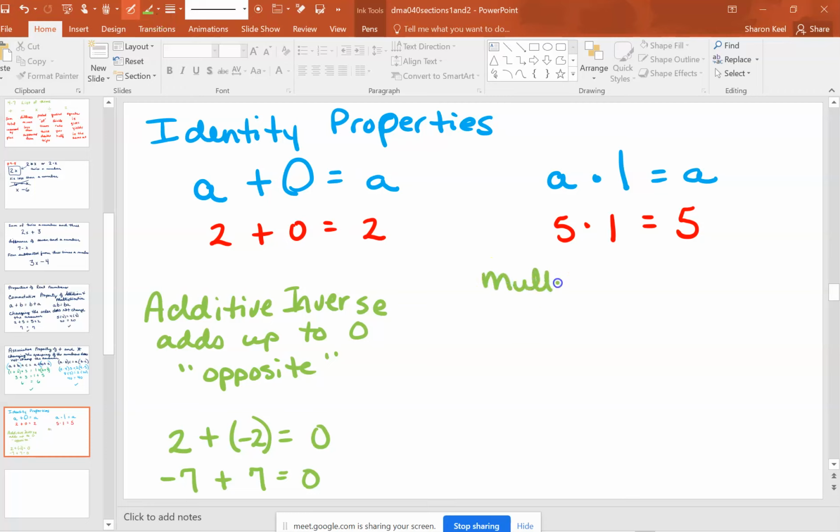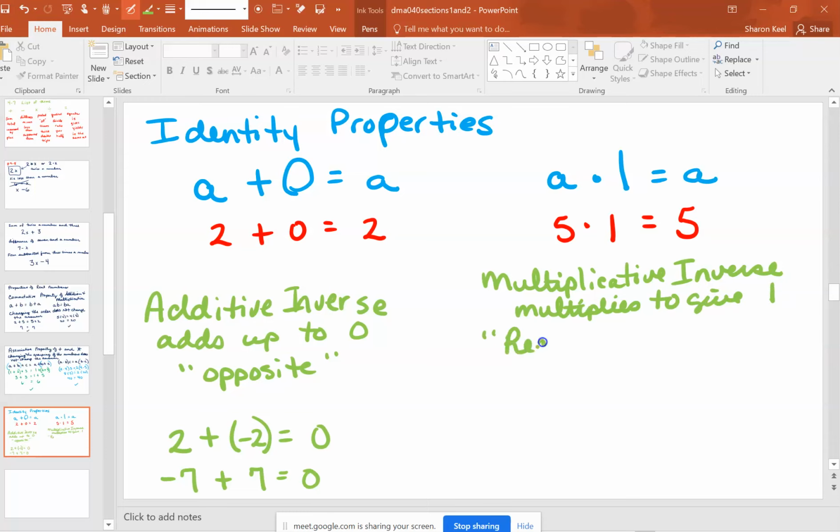For a multiplicative inverse, the multiplicative inverse is when you multiply to get a 1. Multiplicative inverse multiplies to give 1. The term that we're going to use here is going to be the reciprocal. The reciprocal of a number is when you, in essence, flip it.